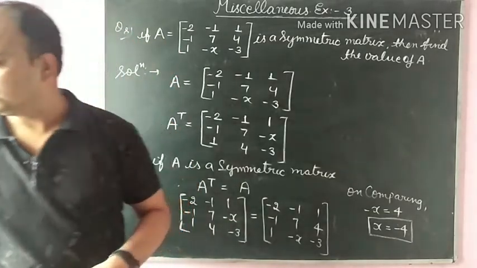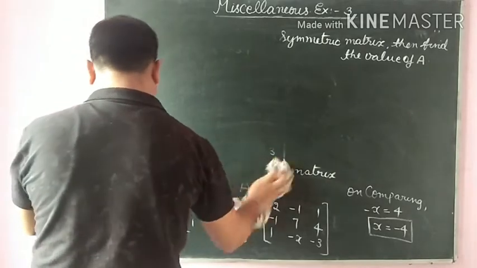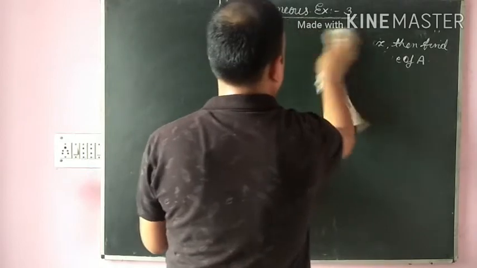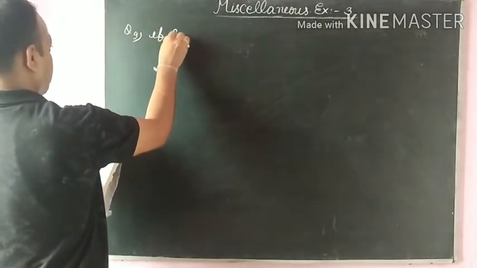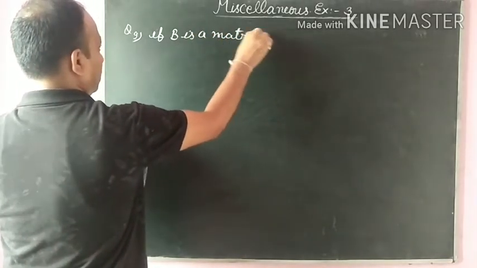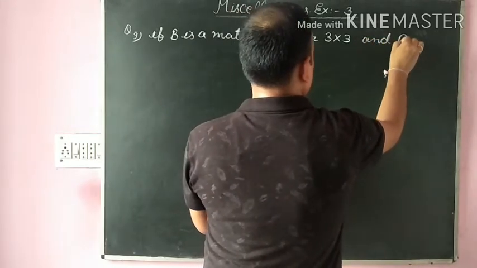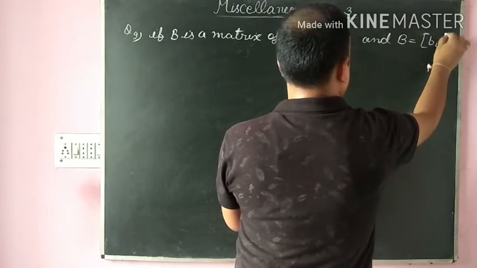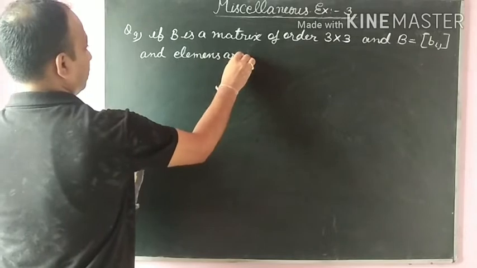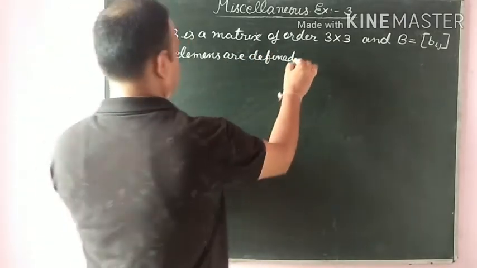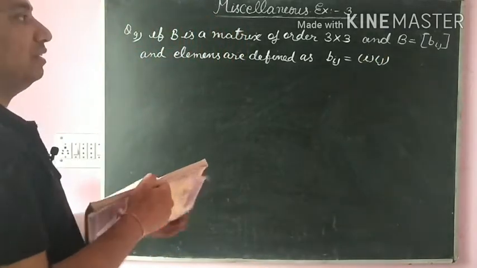Okay, question number 9. Question number 9 is, if B is a matrix of order 3 by 3, okay, and B equals B ij, and elements are defined as Bij equals i multiply j. This is a very simple question we have done in exercise 3.1.